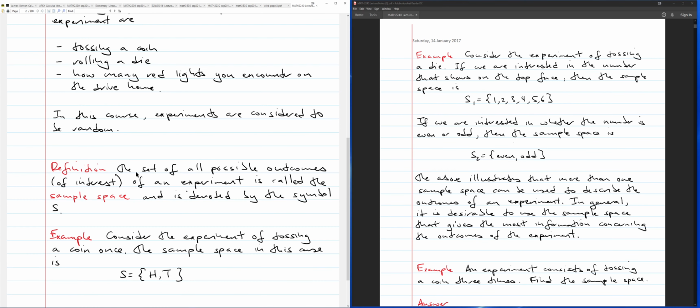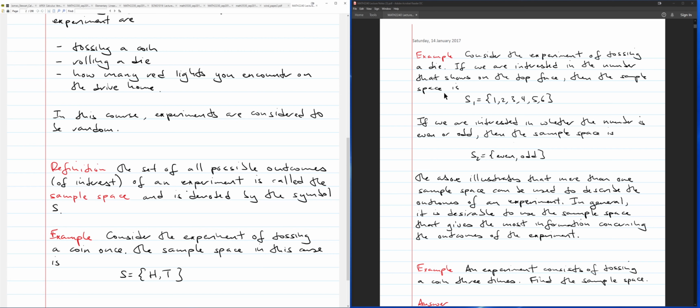Okay, so let's notice something in this definition here. The sample space is the set of all possible outcomes of an experiment, but I have this in brackets here: of interest. If you have an experiment, you can have different outcomes that you're interested in. So for a simple example, let's go back to the case where we roll one die. If you're interested in the number that shows on the top face, then your possible outcomes would be 1 to 6. So that would be a sample space.